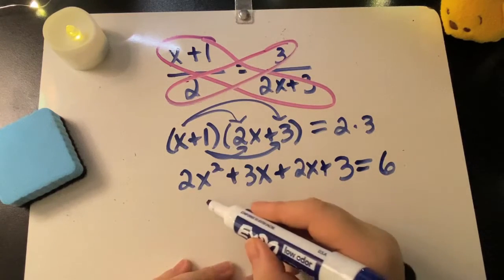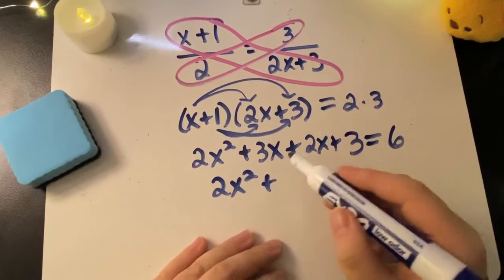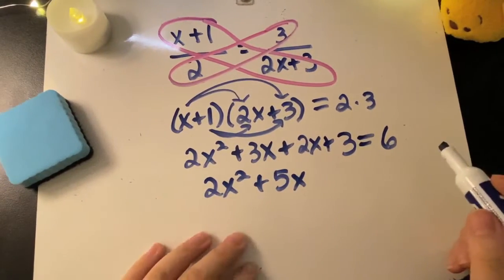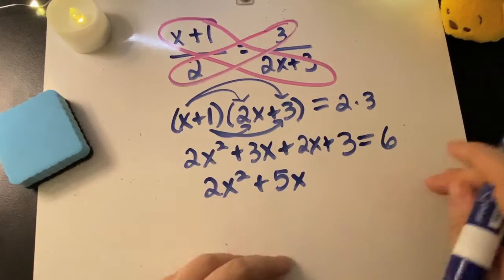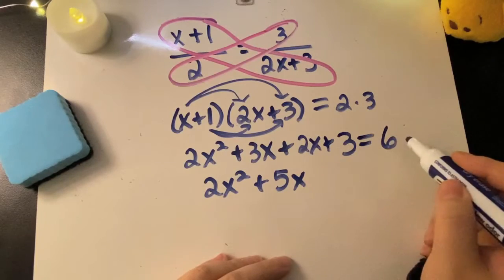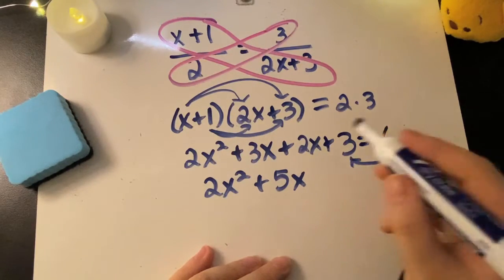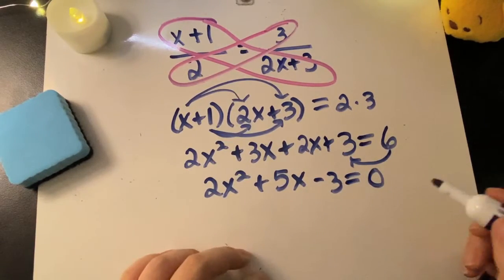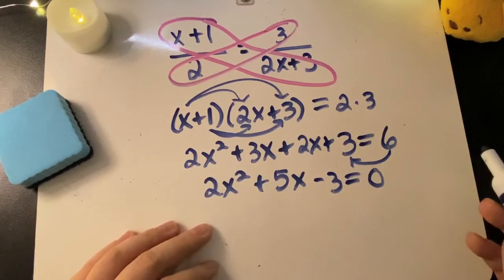So we have 2x squared plus 3x plus 2x is 5x. And then when we solve quadratics, it's nice to have everything be like stuff equals 0. So I'm going to subtract by 6 on both sides. So move this over by subtracting 6. So minus 3 equals 0. So now we just have this quadratic equals 0.